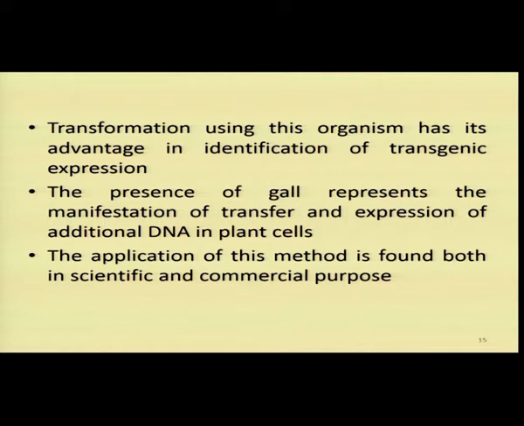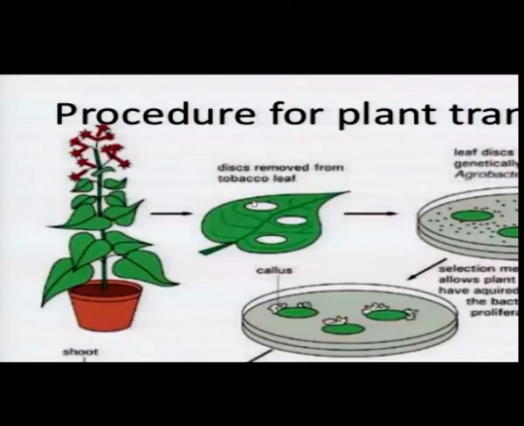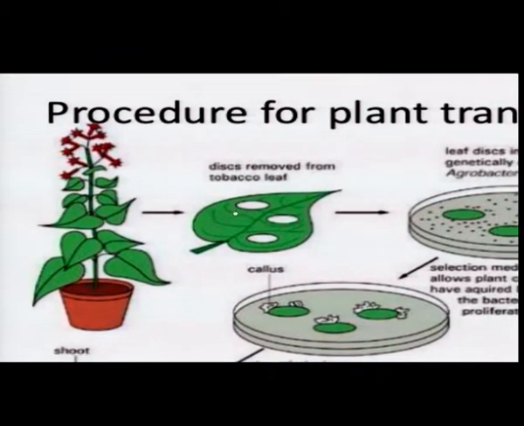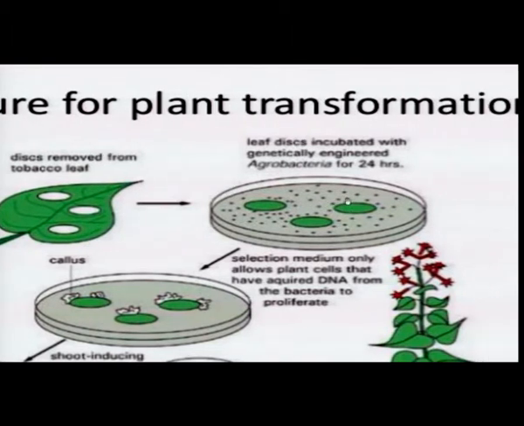Let's see the procedure for plant transformation. So you have the plant from where you have taken the leaf. You have cut small discs out of that. This leaf disc is transferred into a medium or a Petri plate where you are growing the genetically transformed agrobacterium, which contains the gene of your interest.